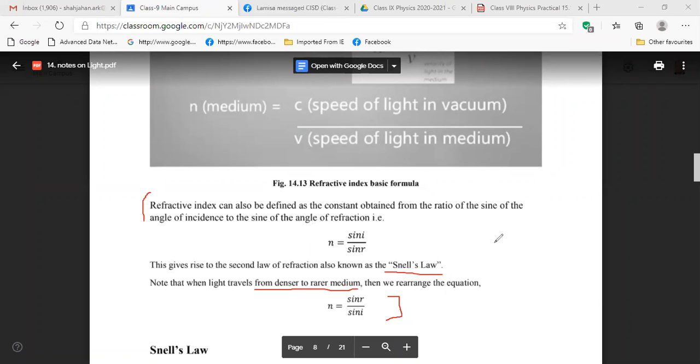You will get mostly this formula, okay? Mostly you will get this formula. This formula is very, very important. Mostly you will get this. Give your triple star. And this is very important. When you are going from denser to rarer medium, that time you have to use this formula.